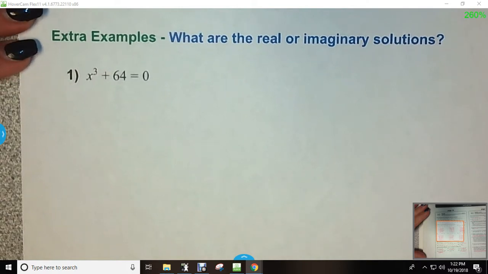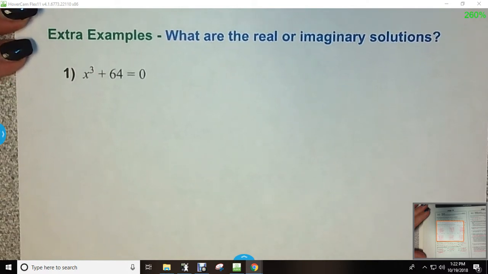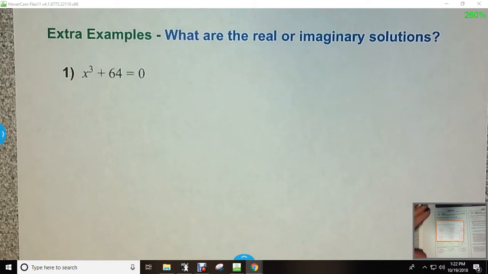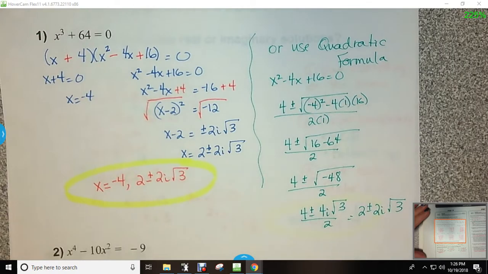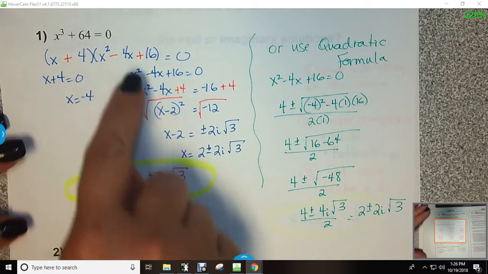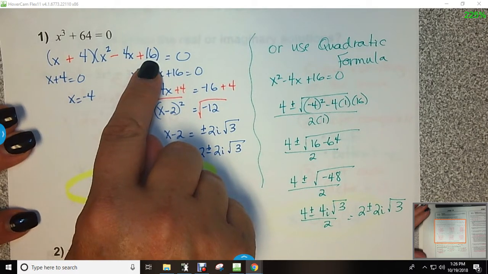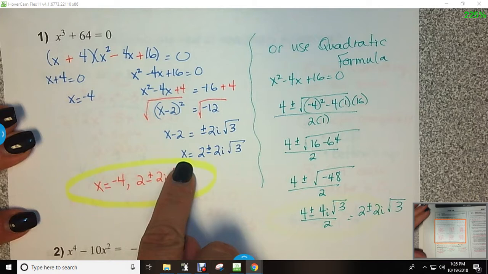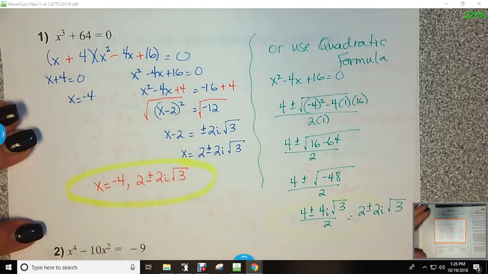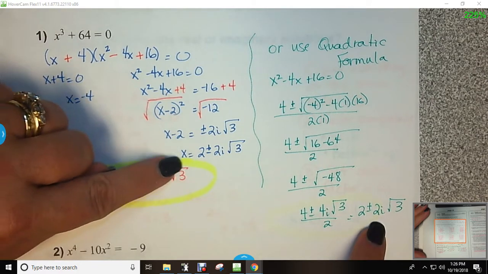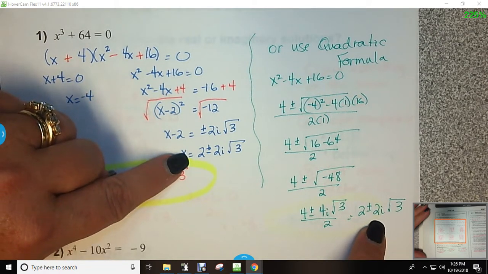So there's the first one. Okay, I'm going to pause everything while I work it and you work it, and then we'll come back together and check it. Alright guys, so I've got my work up front, and what I did is I took this second parenthesis, that trinomial, and I solved it 2 ways. Over here on the left in blue, I did it by completing the square. Over here in green, I used the quadratic formula. I got the same answer either way.